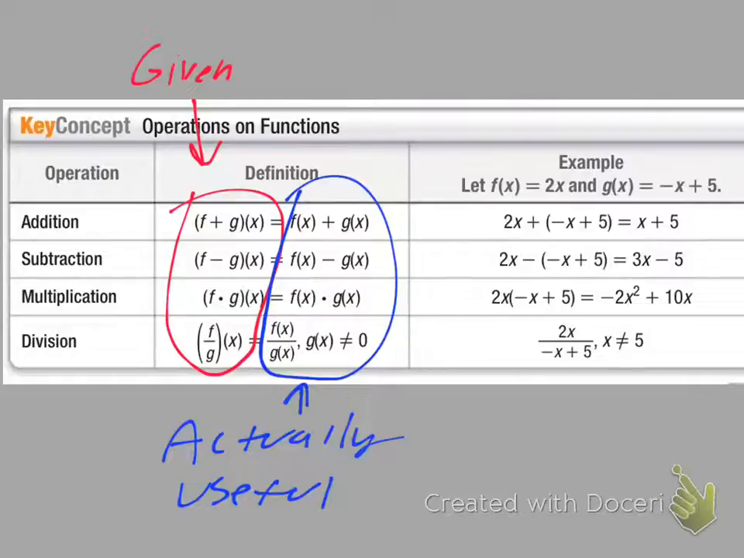Same with the subtraction. f minus g of x. You think distribute, but it's not. It's just notation-wise f of x minus g of x. f of x in this case is 2x, and g of x is negative x plus 5. You put it in parentheses and subtract them. 2x minus a negative x gives you 3x, and then minus 5. Combine like terms with a subtraction.